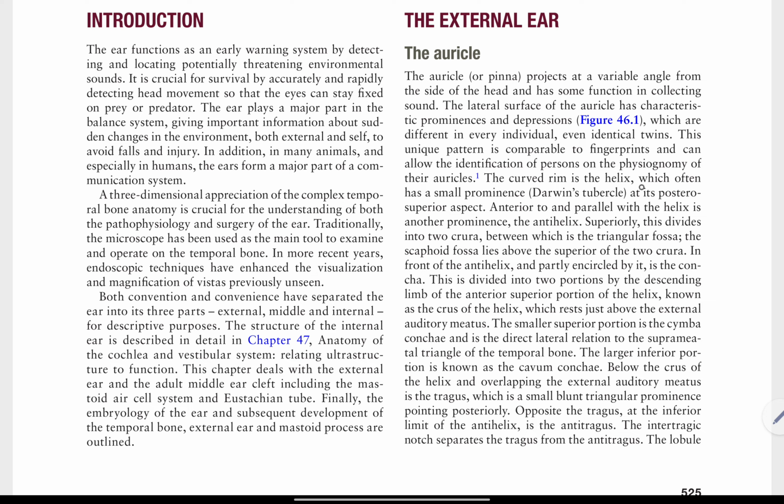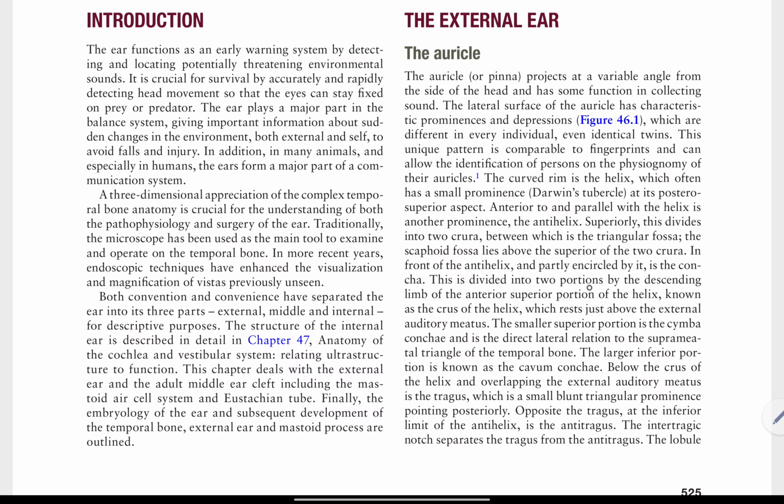The curved rim is the helix, which often has a small prominence, Darwin's tubercle, at its posterior superior aspect. Anterior to and parallel with the helix is another prominence, the antihelix. Superiorly, this divides into two crura, between which the triangular fossa lies, and the scaphoid fossa lies above the superior of the two crura. In front of the antihelix, and partly encircled by it, is the concha.